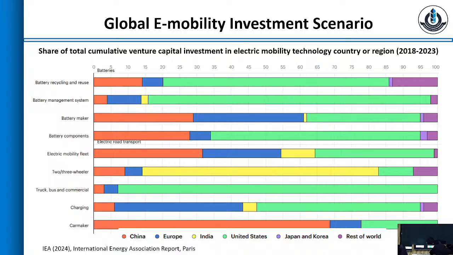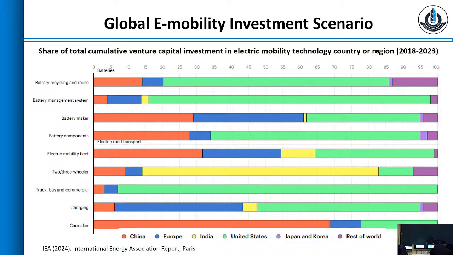Okay, so if you look at things like battery recycling technology or battery reuse technology, the US is basically investing a lot of money into that aspect. Similarly, if you look at battery management systems, these are looking at the battery health, monitoring that, and giving inputs about the status of the battery. Again, a lot of investment is happening in that.